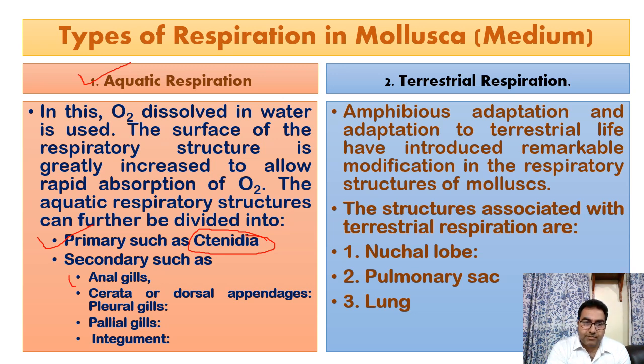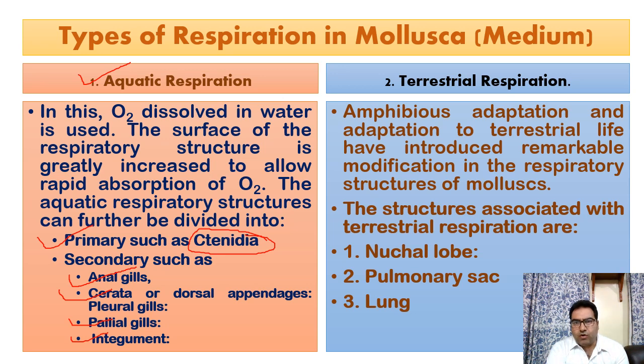Some of the organisms, some of the mollusks, they have the anal gills. Some of the organisms have the serrata or the dorsal appendages, which we also call the pleural gills. So some have the pallial gills, and some have the integument as a secondary respiratory organ.